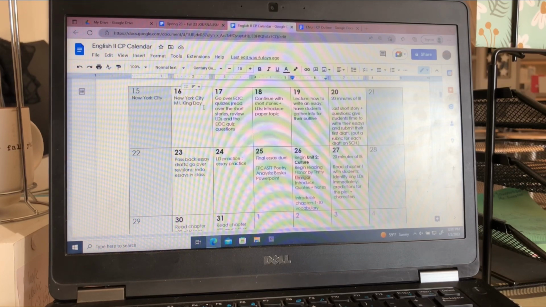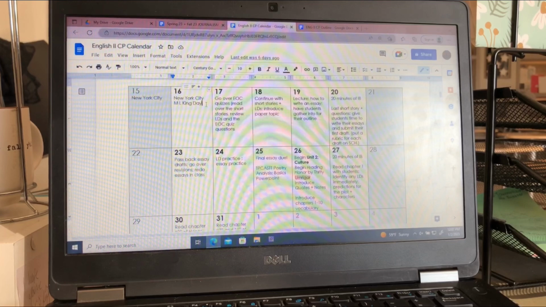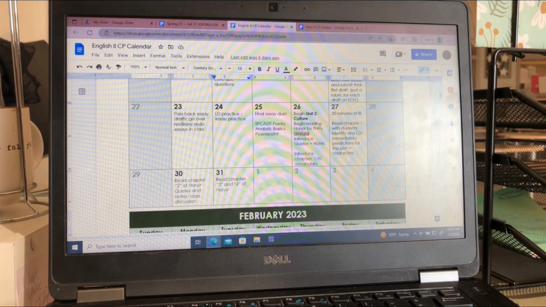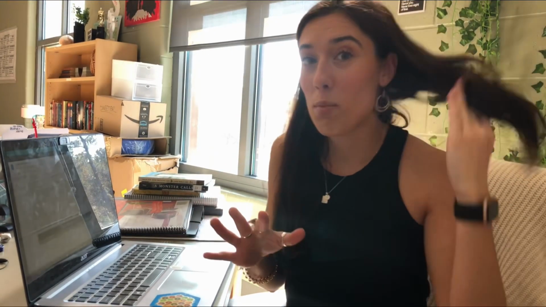When I took a look at my school calendar and combined the two, the 16th is Martin Luther King Day, meaning we don't have school, so I'm obviously not going to plan anything for that day. And since this is English 2, we're going over EOC quizzes. I put those in on days. I added in when they're going to have essays due. Literally making a physical calendar really helps me because I'm teaching 4 different classes over the course of the semester. It helps me keep all of them separate.